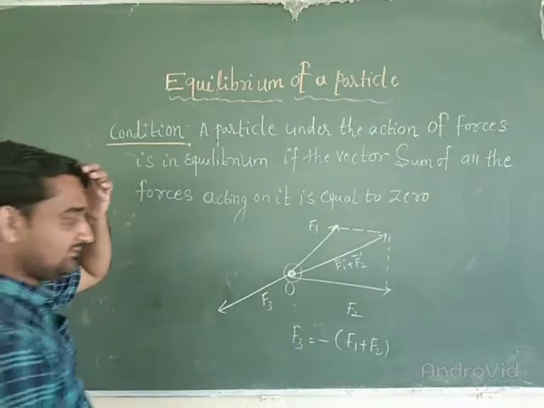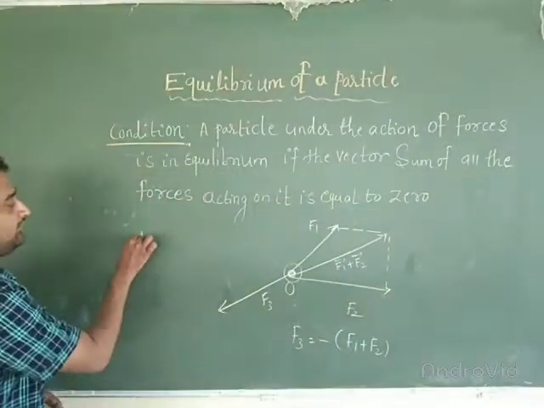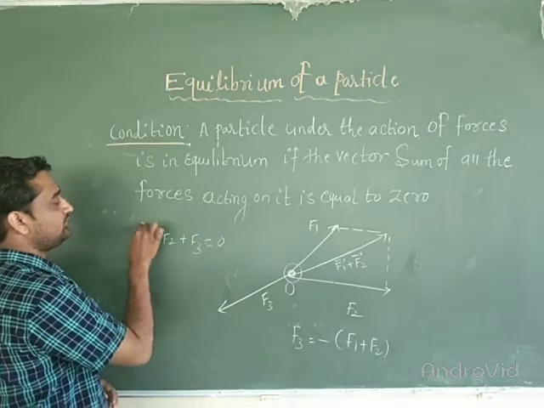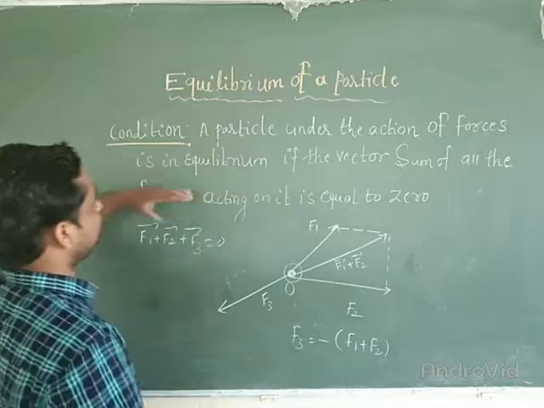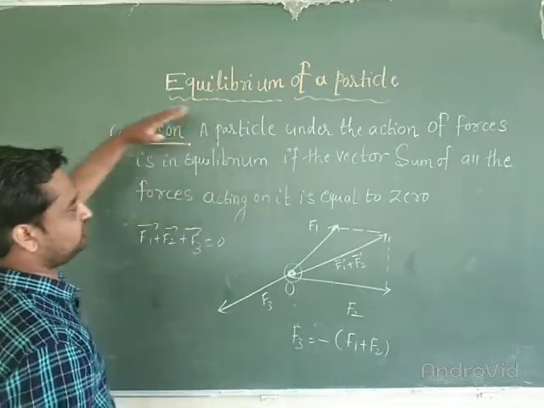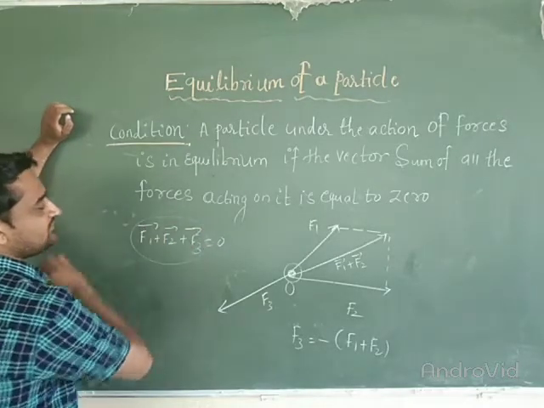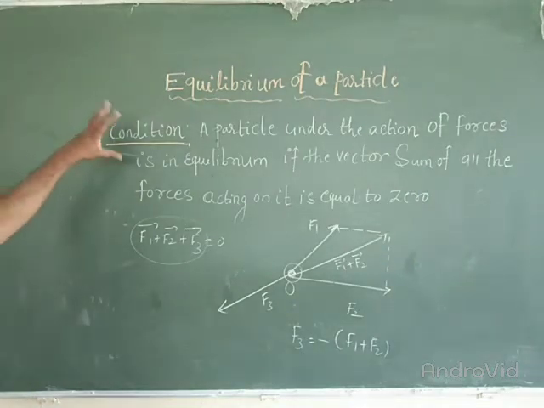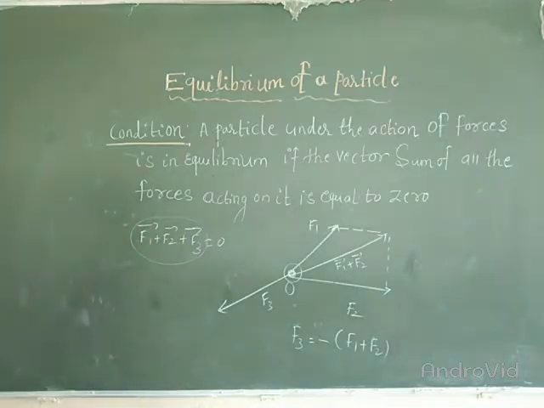So then what can we write? Therefore, F1 plus F2 plus F3 is equal to 0, right? A particle under the action of forces is in the state of equilibrium if the vector sum of all the forces acting on it is equal to 0. When the vector sum of the forces is equal to 0, what do we say? That the body is said to be under the equilibrium state, right? Easy to understand.